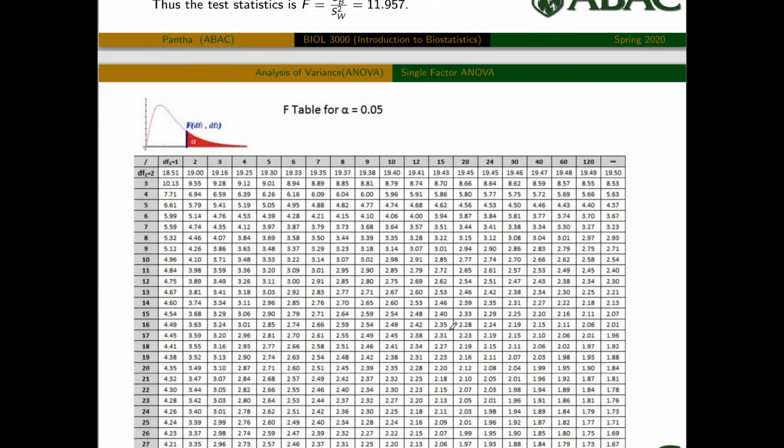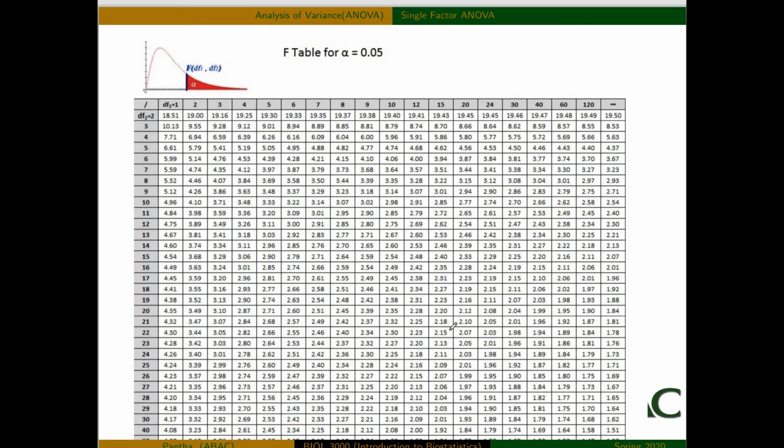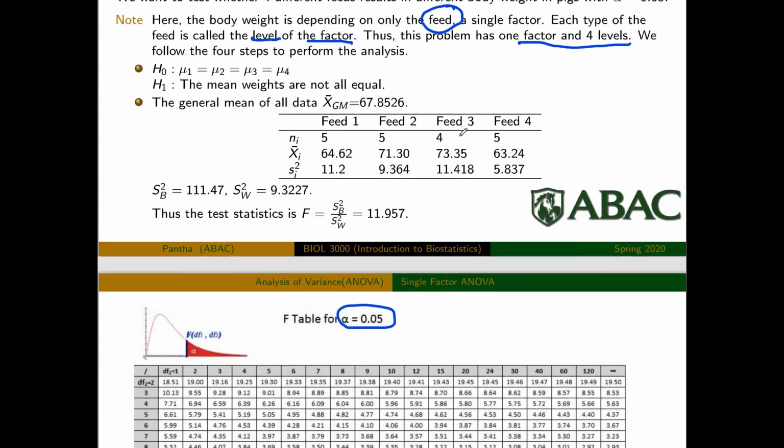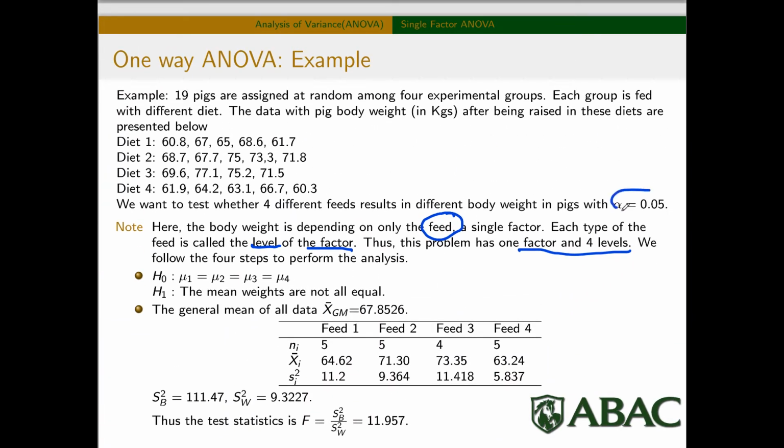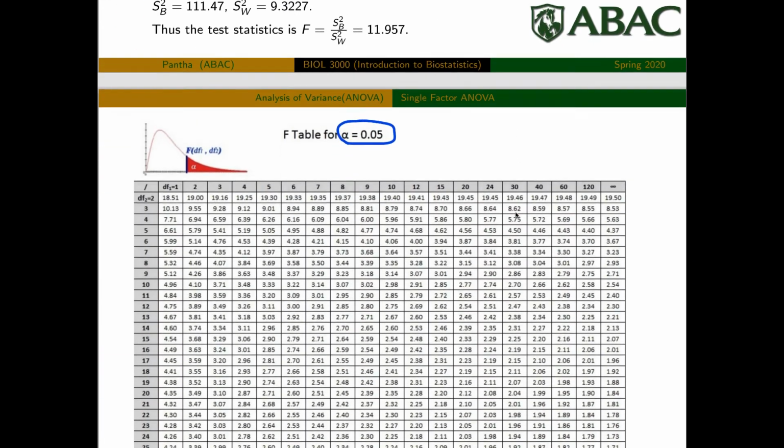And the next step is to find the critical value. We need to use the right tail test, F table. Okay, so what is alpha? This table is for alpha equals 0.05. For different values of alpha you get different tables, but this is for 0.05 and our question is asking for 0.05, so this is the table we need.